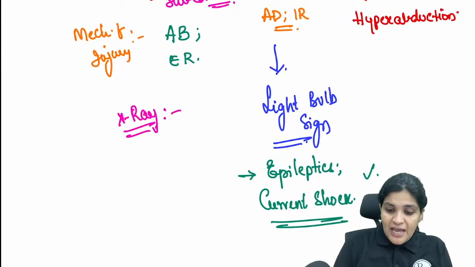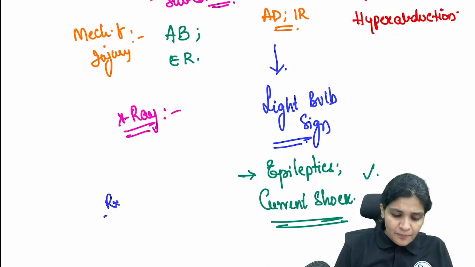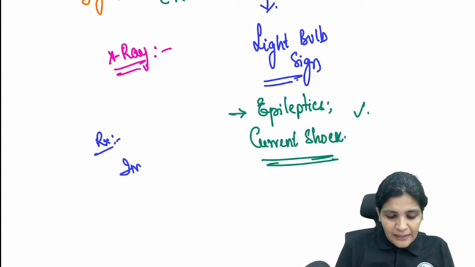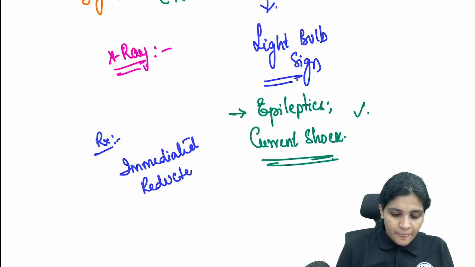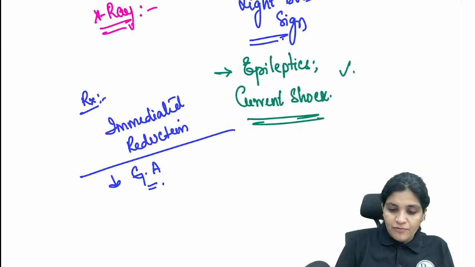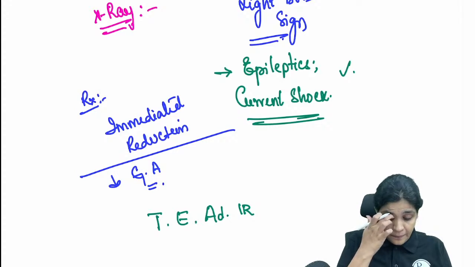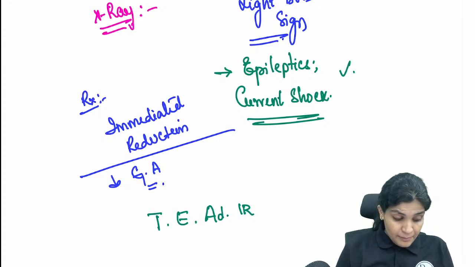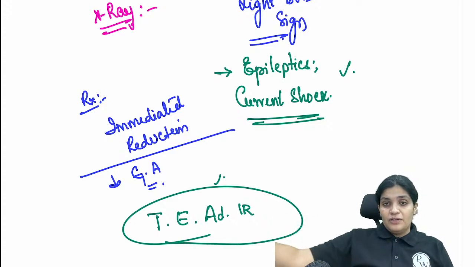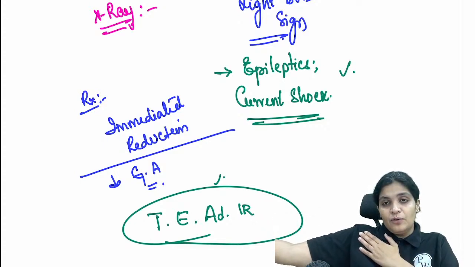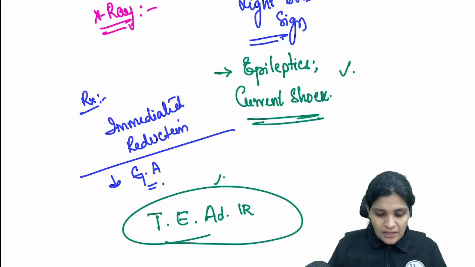So that is how you have to remember the posterior dislocations. And what is the treatment for any dislocation? You have to go for immediate reduction. It is very, very important. And I have told you that it is done under anesthesia, right? So here I have told you: traction, external rotation, adduction, not abduction here, adduction and internal rotation. So traction, external rotate, then you adduct it, and then you internal rotate it. That is how you will reduce it.